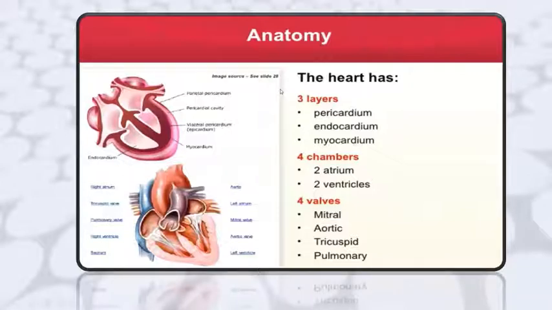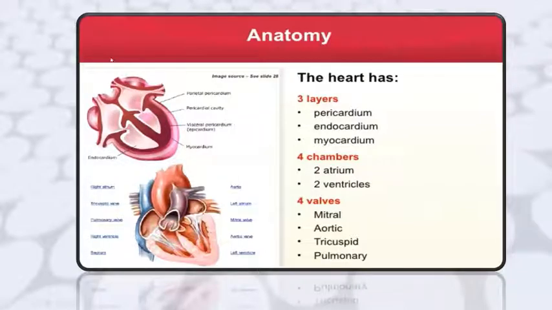Okay, the anatomy of the heart. The heart is composed of three layers. The outer layer is called the pericardium, the inner layer is called the endocardium, and the middle layer is called the mesocardium. It consists of four chambers. The upper chambers are called auricles, or atria, and the lower chambers are called ventricles. So there are two auricles and two ventricles.